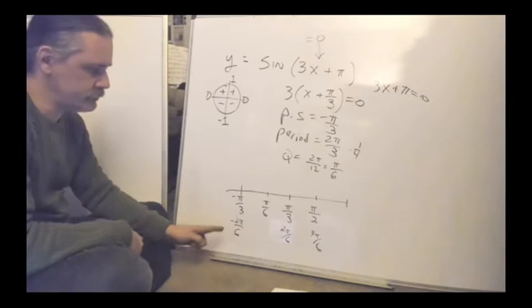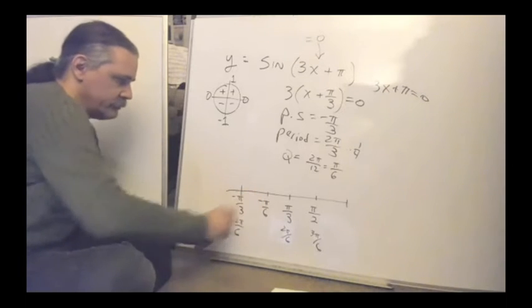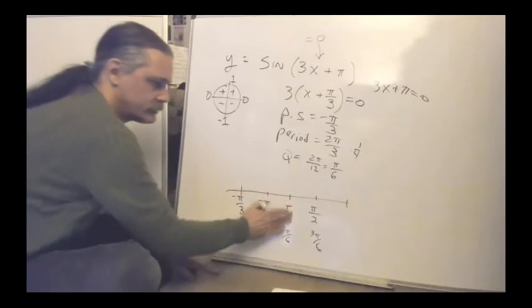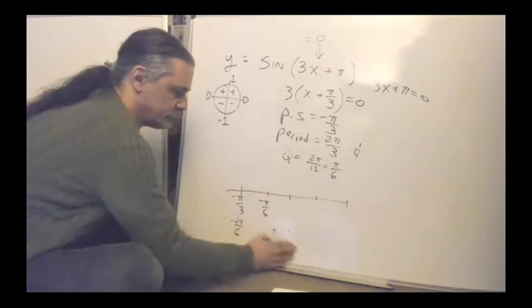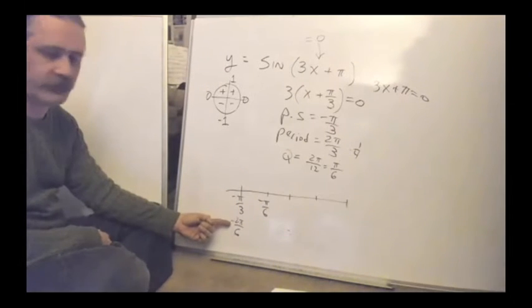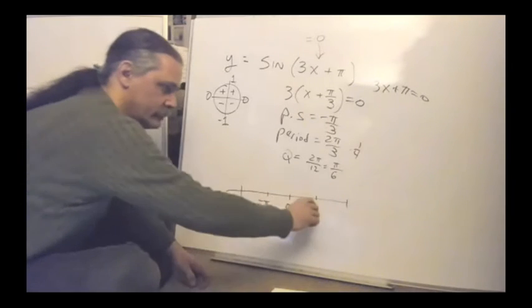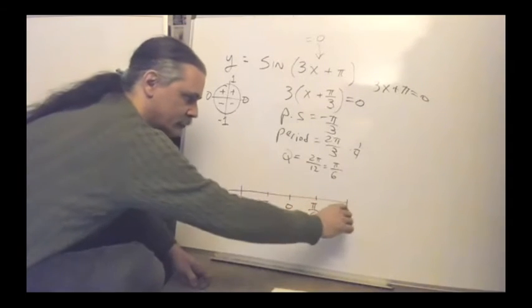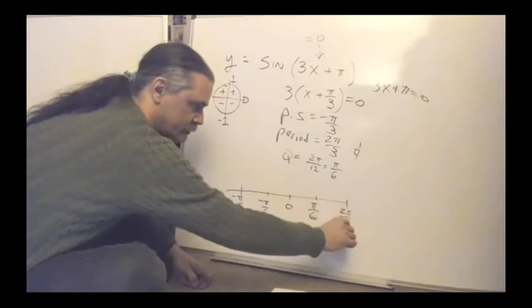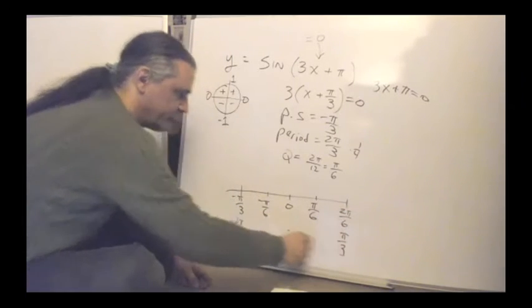Oh, wait, I just realized I made a mistake. This should be negative pi over 6. Okay, I caught my own mistake. So when you add pi over 6, that stays negative. All right, and then this is 0, and then pi over 6, and then 2 pi over 6, which is the same as pi over 3.